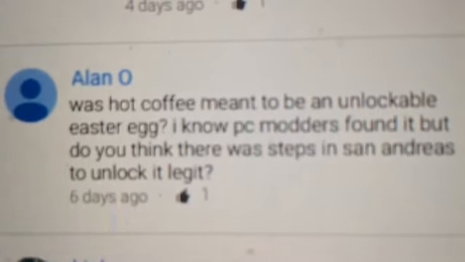Now, moving along from some of the more opinionated questions here, my boy Alan O asks, was the hot coffee meant to be an unlockable Easter egg? I know PC modders found it, but do you think that there were steps in San Andreas to unlock it legit? Honest to God, bro, I really could not tell you because times have kind of changed. I mean, we obviously discovered it before it could possibly even be an Easter egg. If there was a legit way to unlock it, then I believe it would have been found by now. That's not to say that there is not, okay? Hear me when I say that. Personally, I do not know.